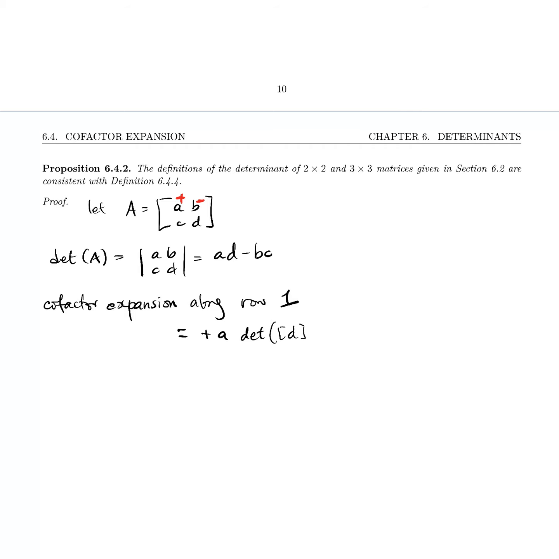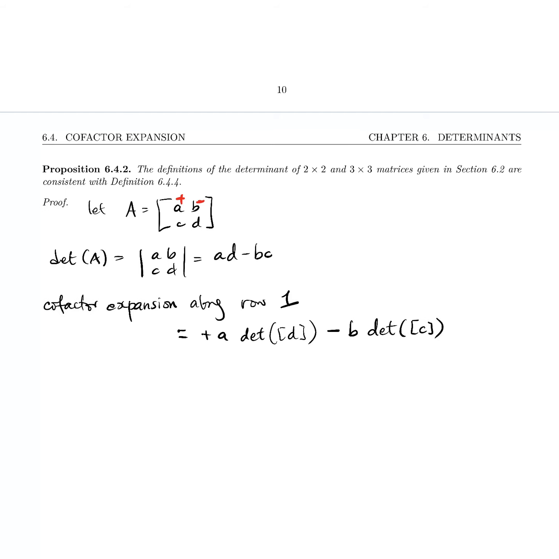And you notice that I've avoided using the vertical bars so that we're not confused with absolute value bars. Now, then we have b here as our next entry. Minus is the sign, so minus the entry times the minor, so the determinant of the matrix where we remove the row and column of b, and so we're left with the little matrix, the 1 by 1 c. And that cofactor expansion, if we then evaluate those minors, gives us a times the determinant of a 1 by 1, which you remember from previous videos is just that entry. So ad minus b times c, and there it is.